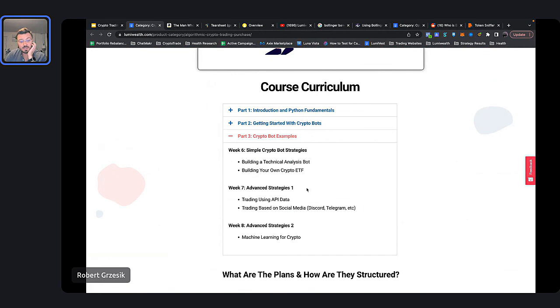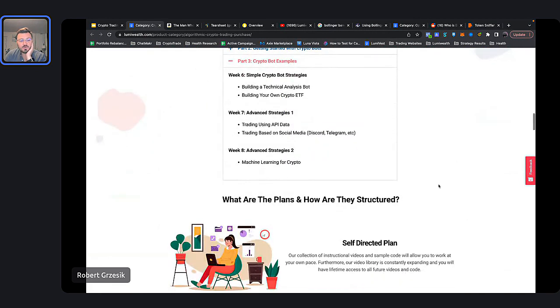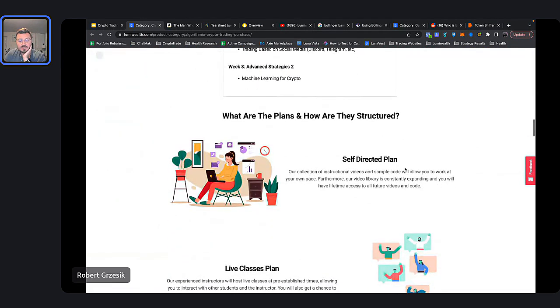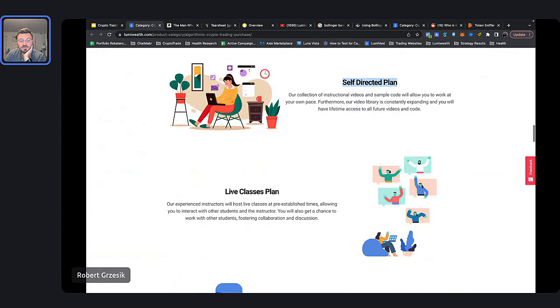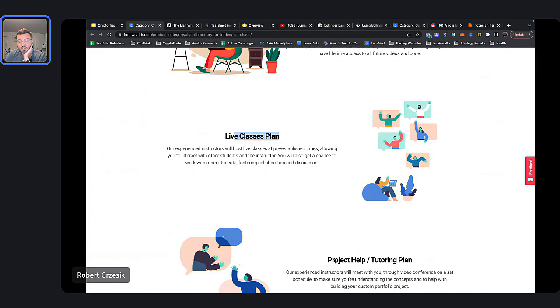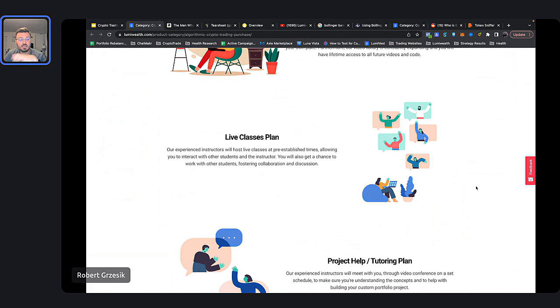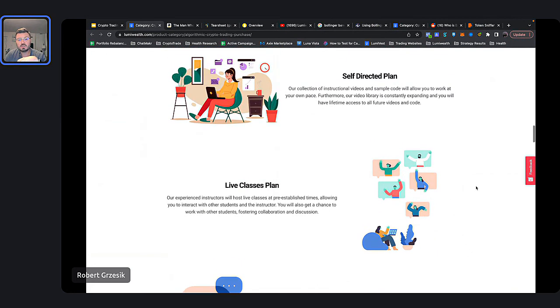Okay. So that's a curriculum, right? 8 weeks. Okay. So now there's different ways they could take this class, right? There are 3 different ways. There's a self-directed, there's a live classes, and there's a project help and tutoring. These are all 3 different plans they can use to take this class. Okay. So the self-directed plan is the most basic, right?